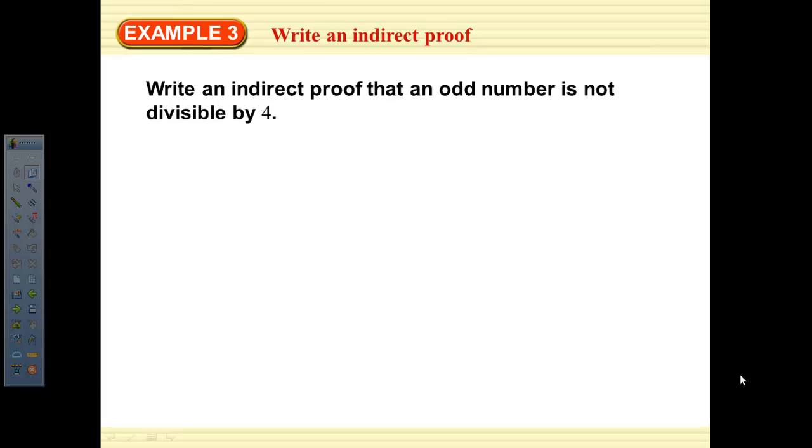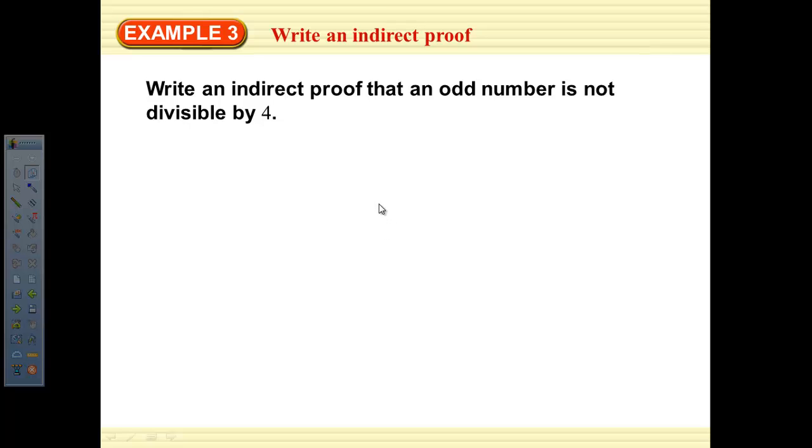Alright, now we're looking at indirect proofs. For indirect proofs, we start off by taking what we're trying to prove and assuming the opposite of it. So for this, we're trying to prove that an odd number is not divisible by 4, which seems pretty obvious.